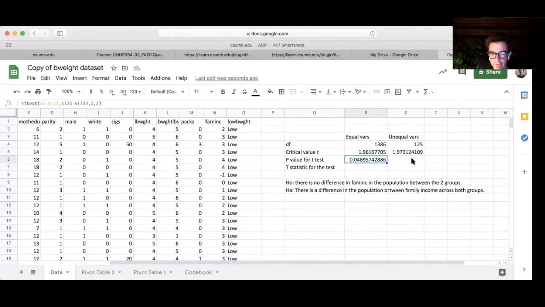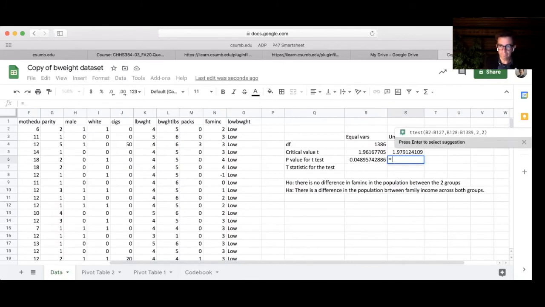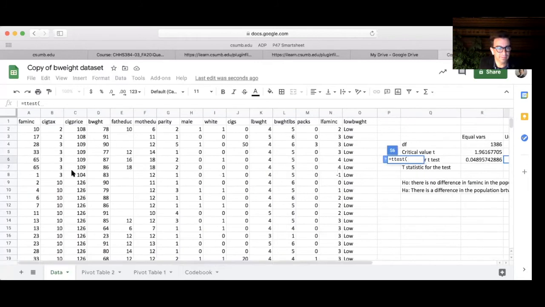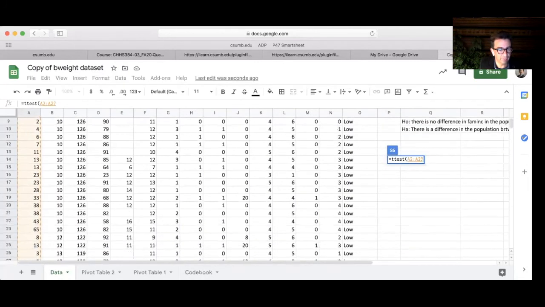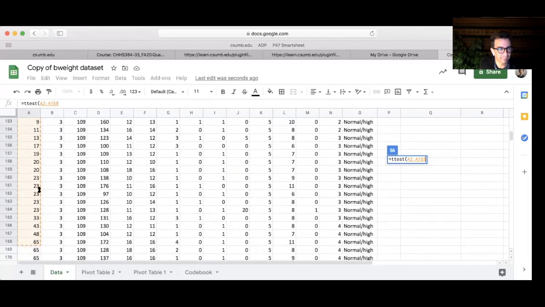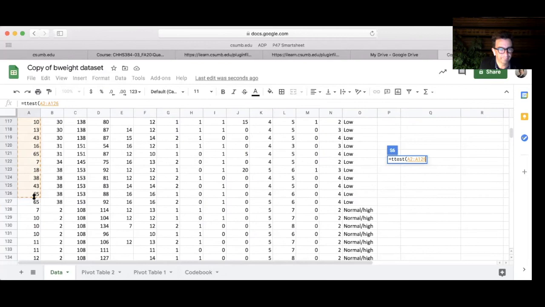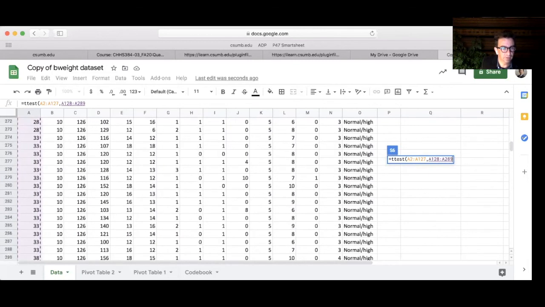Good. Now we're going to do the same t-test, but now assuming unequal variances. All right, so we use the same t-test. And now we have to select, again, the family income for those who have low birth weight, for babies who have low birth weight. And it's 126 of them. There. And then comma. And then we select the incomes for babies who have normal or higher weight.